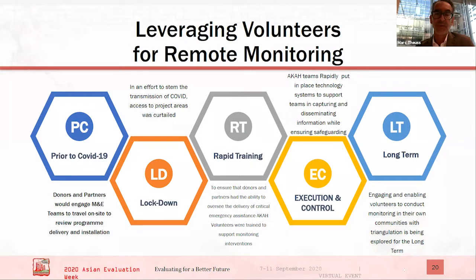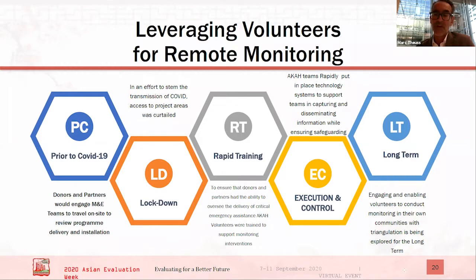Akka's experience was that prior to COVID-19, donors and partners would often engage M&E teams to travel on site to review program delivery and installation. Then in the era of COVID, in an effort to stem transmission, access to project areas was curtailed. So Akka's ability to use their typical M&E team, internal and external M&E professionals, was curtailed, and they tried to find different solutions to deal with that.